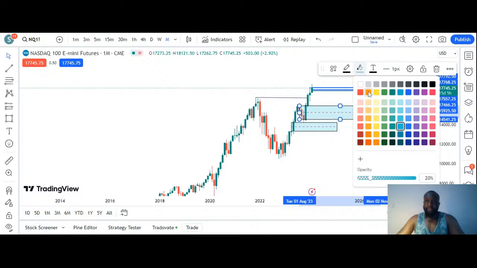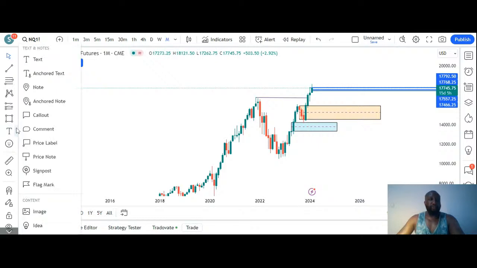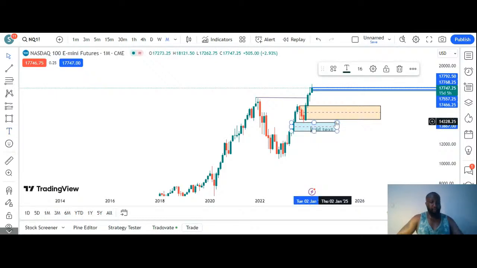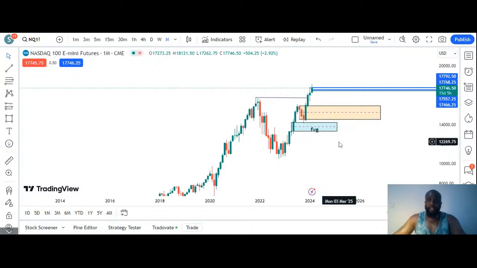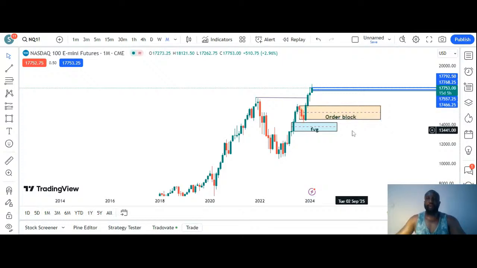So I'm going to use a different color. Okay, let me use that. So this one is for your fair value gap. That's your fair value gap there. Okay, so that's your FVG. And then this one is for your order block. And that's for the order block, okay. There we go.